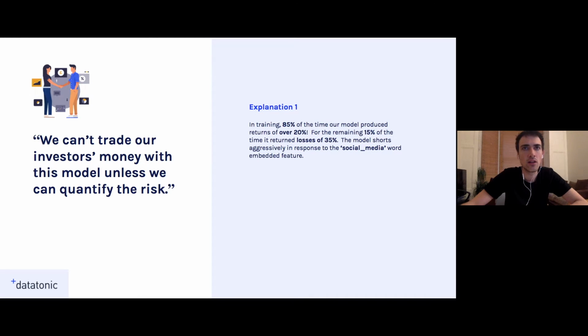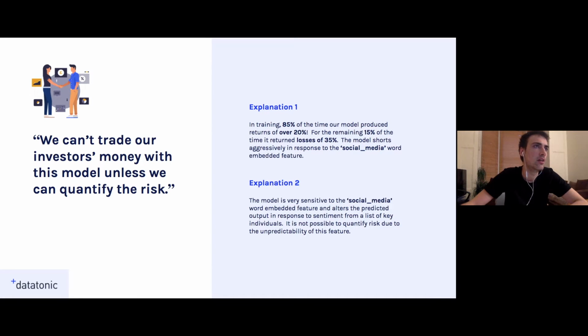Now, a more informative explanation would be something like, the model is very sensitive to the social media word embedded feature and alters the predicted output in response to sentiment from a list of key individuals. It is not possible to quantify risk due to the unpredictability of this feature. So this explanation tells us specifically what about the word embedded feature is causing the variability in the model output, but it also acknowledges that full explainability was not possible in this case. So therefore, it's not possible to accurately quantify the risk for this model, and therefore, in this use case, the model shouldn't be used.